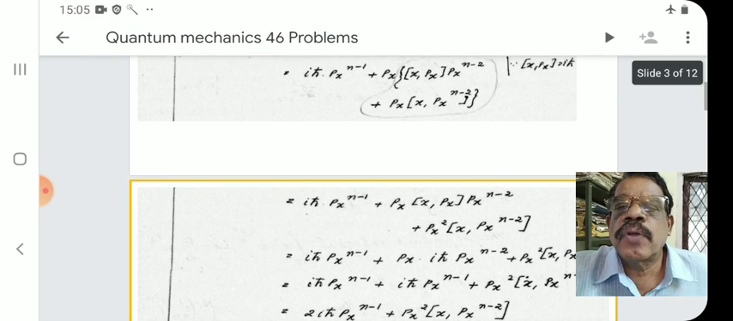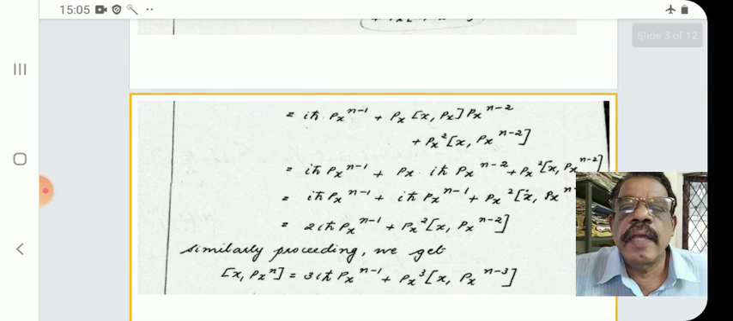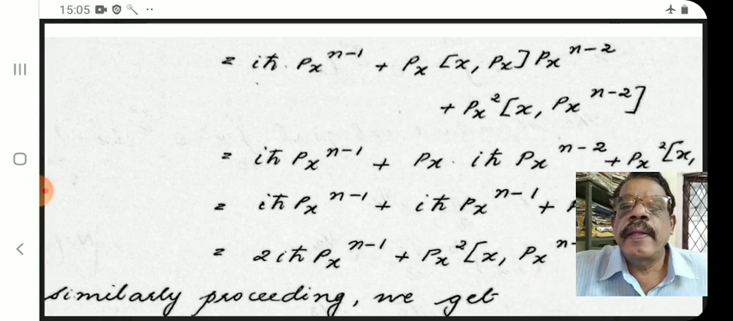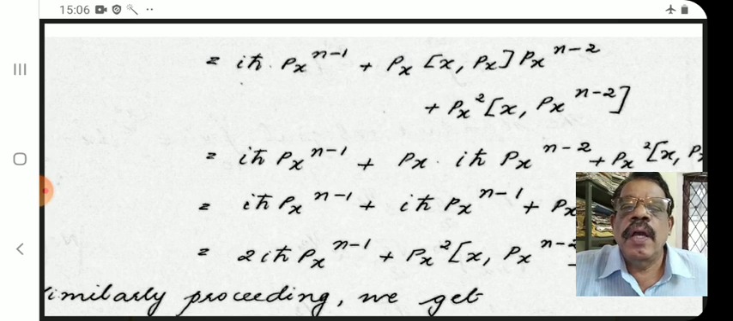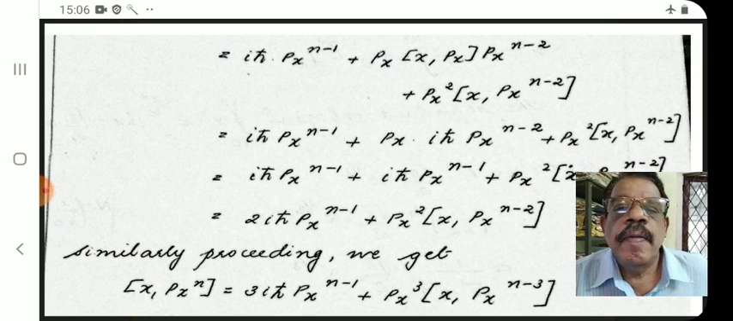p squared, p into p, bracket you look, p squared [x, p^(n-2)]. And in the second term, there is [x, p]. We write it as iħ. So the first term is iħ p^(n-1). The second term is p into iħ into p^(n-2) plus p squared [x, p^(n-2)]. The last term we write as such, no change.